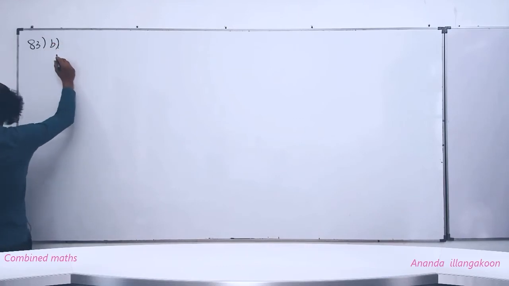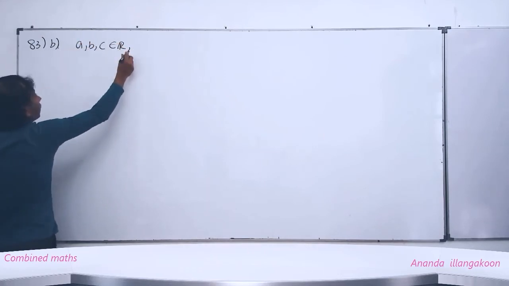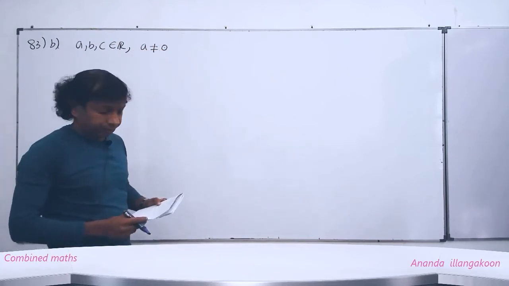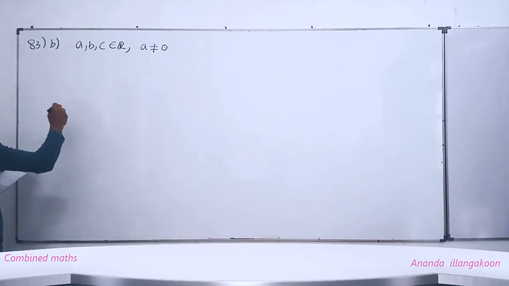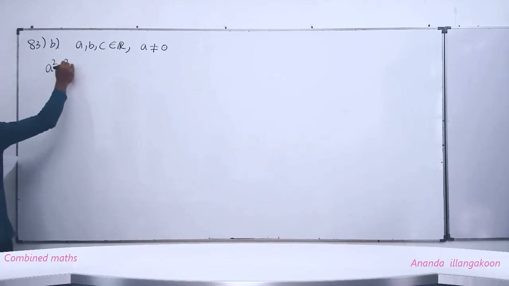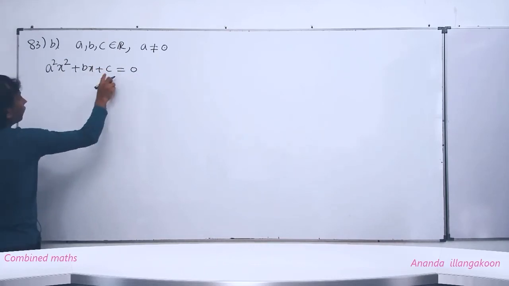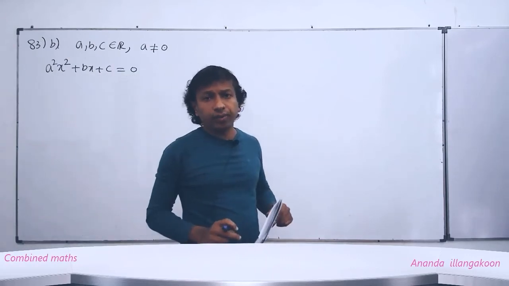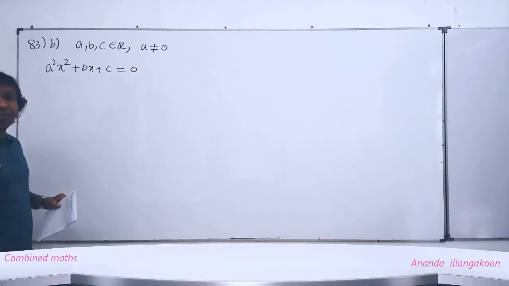Yeah, they are given: A, B, and C are real numbers with A not equal to 0. Alpha is a root of this equation, a squared x squared plus bx plus c equals 0. This is a quadratic equation. One root of this quadratic equation is given as alpha. Then if alpha is a root of that equation, alpha should satisfy this equation.